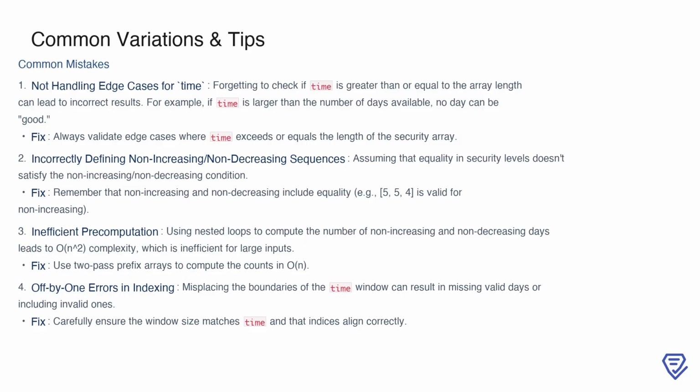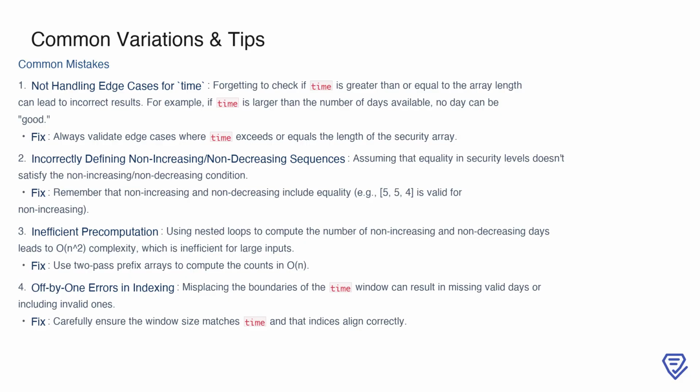Another frequent mistake involves misinterpreting the definitions of non-increasing and non-decreasing sequences. Remember, these sequences allow for equality, so, for instance, a sequence like 5, 5, 4 is valid for non-increasing. Additionally, using inefficient pre-computation methods, such as nested loops, can lead to an O(n squared) time complexity, which may not work for larger inputs. Instead, you should use two-pass prefix arrays to achieve a more optimal O(n) solution.